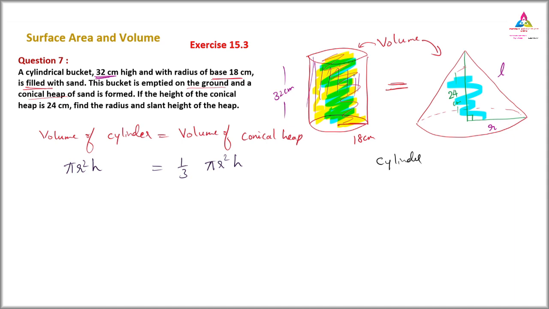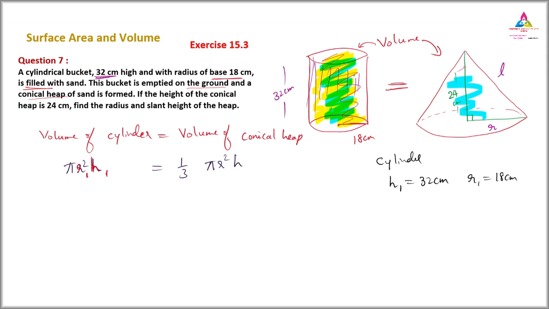For the cylinder, I will take the height as h1, which equals 32 cm, and r1 equals 18 cm. Remember, this one I am taking as r1, and this one I am taking as h1.